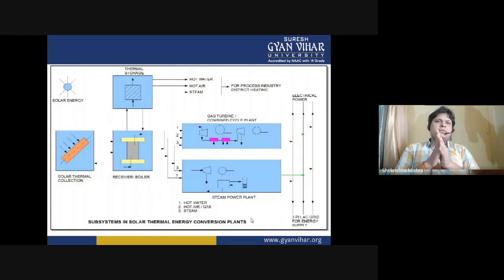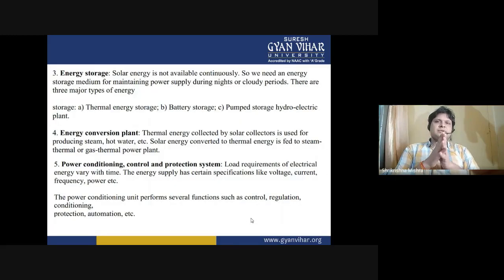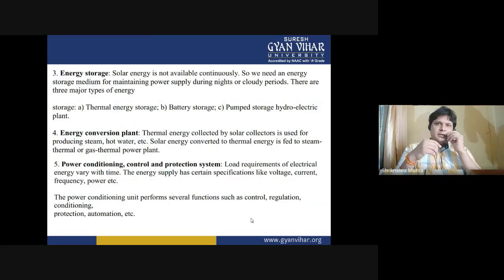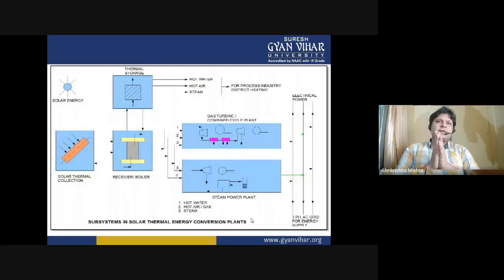So you can see that in any solar energy plant, you will need a solar collector, energy transport medium, energy storage, energy conversion plant, and power conditioning, control, and protection equipment. So we will discuss it.